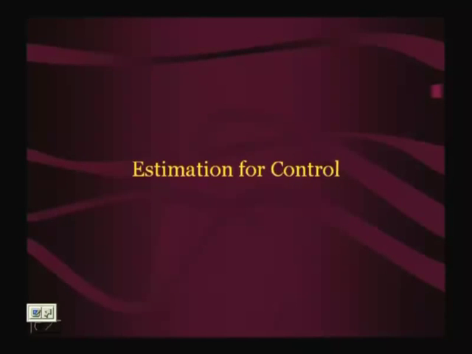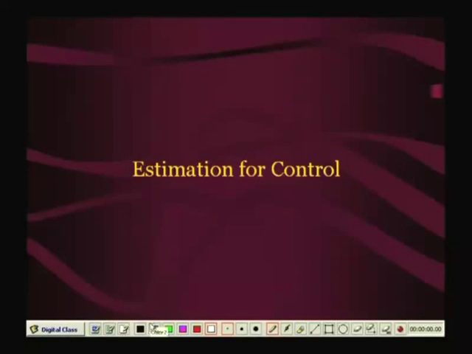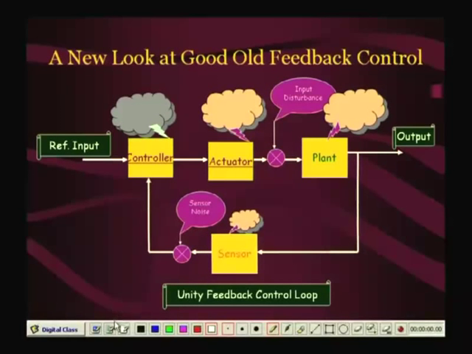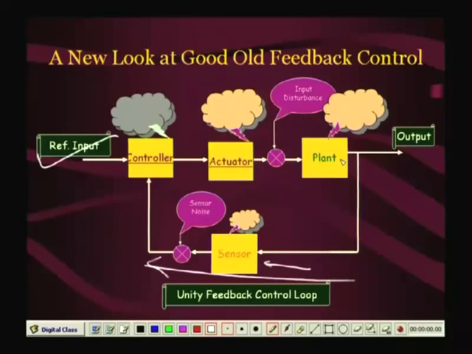Now for control, estimators are generally used again in the sense of measurement, because for most control there has to be a feedback. That feedback is essentially sensing, and we shall see an application of an estimator to ensure that the feedback never stops even if the sensor fails. So this is the good old feedback control structure. Here you have the reference input, and here is the feedback. This is the feedback through the sensor, and this is the forward path.